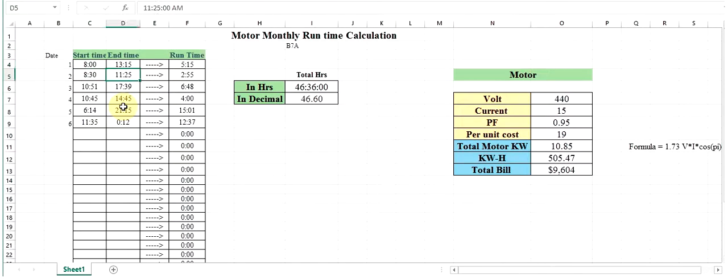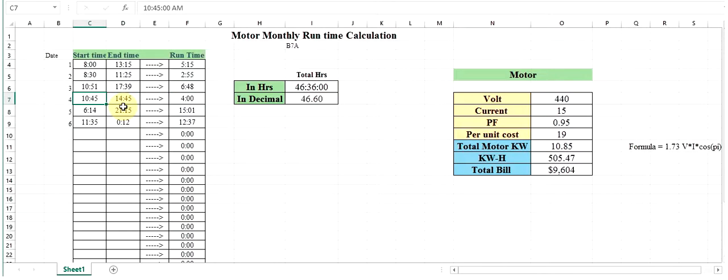In this box, I enter when the motor was started and started pumping water, and this is the end time. So after 5 hours and 15 minutes, this motor has run on that date. On the second date, this motor started at 8:30 and stopped at 11:25, so in total it ran for 2 hours and 55 minutes. Same as this, the B7A motor started at 10:51 and ended at 17:39, so it ran 6 hours and 48 minutes.